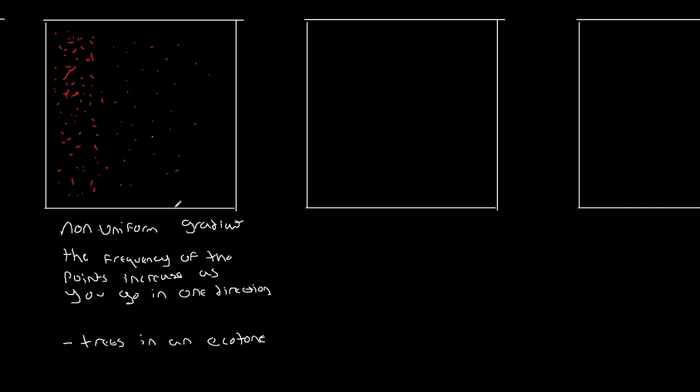Right. And so again, we're going to talk about the idea of scale and location probably in the next video. But again, non-uniform gradient basically is just saying that there are a lot of points in one part of the image and it sort of gradually tapers down as you move away from it. And it's usually in one direction.